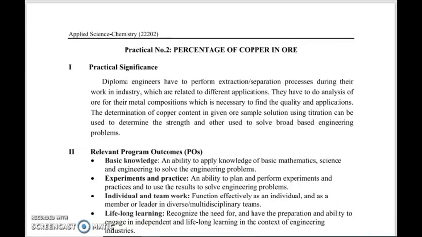Yes, dear students, in this video we are going to determine the percentage of copper in the ore. This is our experiment number 2. Same as the previous one, in our experiment number 1 we determined the percentage of iron in the hematite ore. Here also, we have taken a powdered copper ore, and you have to determine the percentage of copper in that copper ore. So let us proceed further.